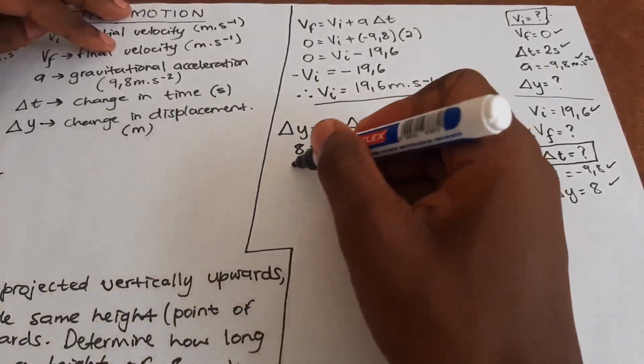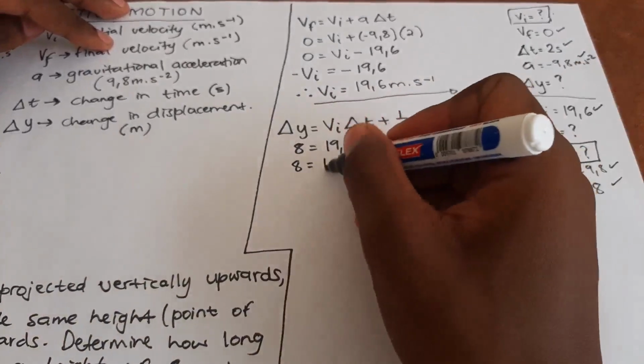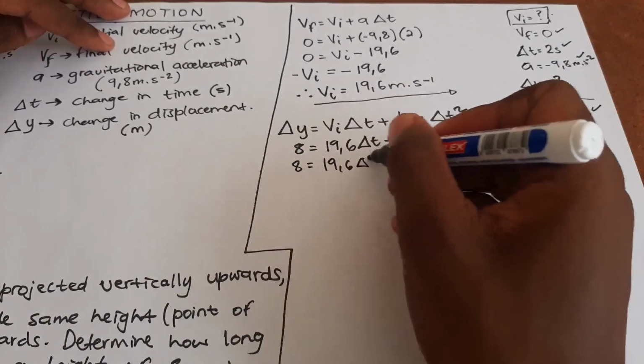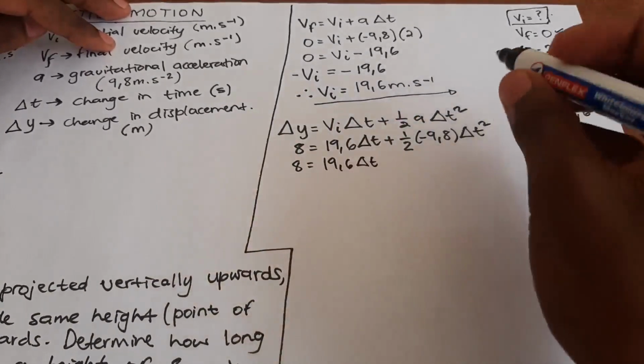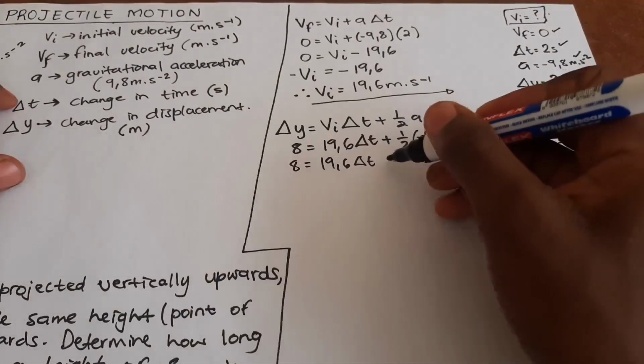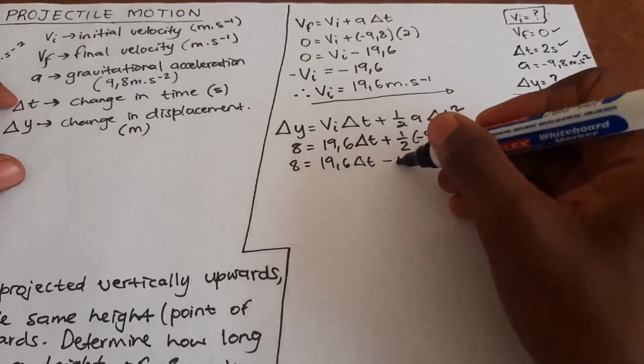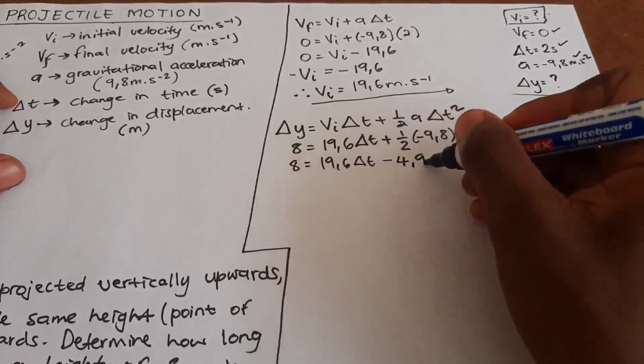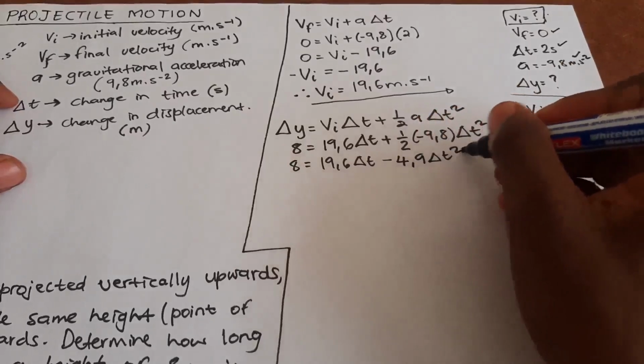Okay, let's multiply. So we have 19.6 change in time. So what's half of negative 9.8? Press the calculator. Half of negative 9.8 is negative 4.9, so minus 4.9 change in time squared.